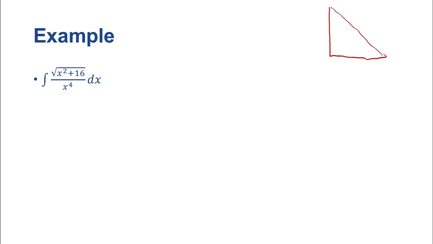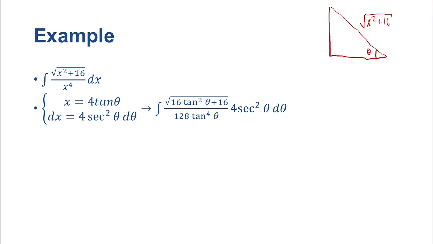So if we have x squared plus 16, we see a plus there. That should immediately set a little alarm ringing that we have a hypotenuse. So x squared plus 16, and theta is going to be right there. So now we know that we're going to make a substitution. That substitution is going to be x equals 4 tangent of theta.